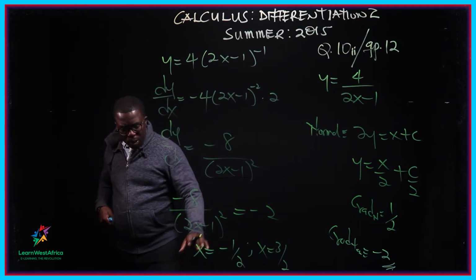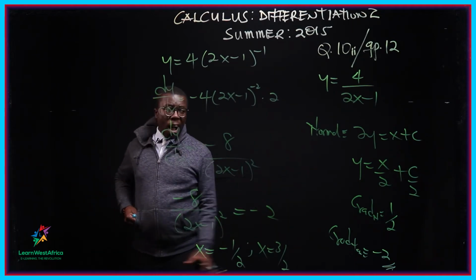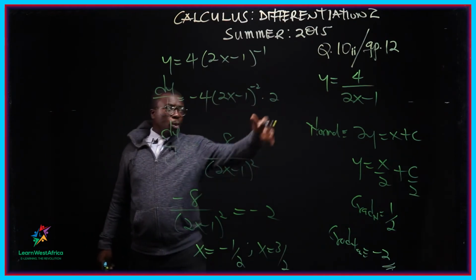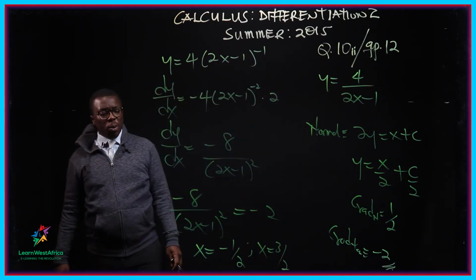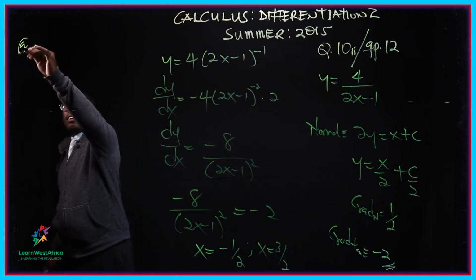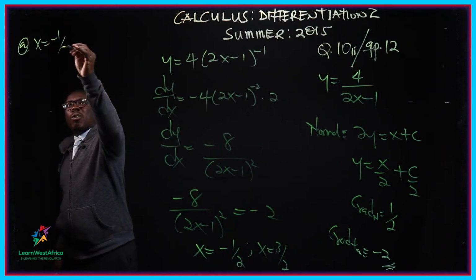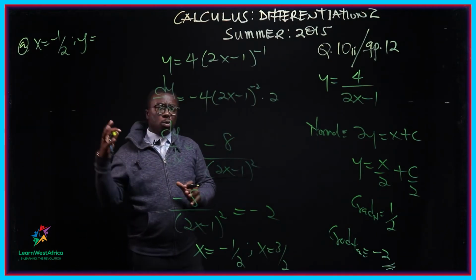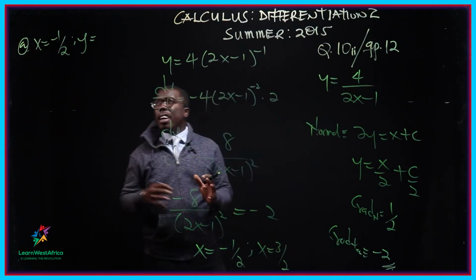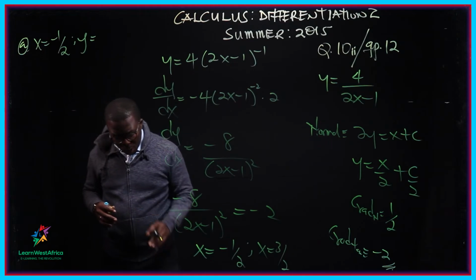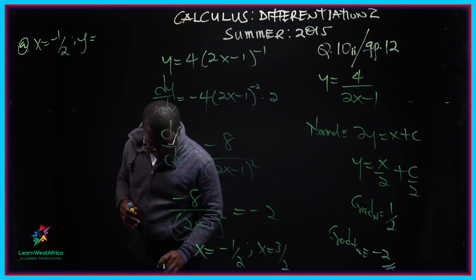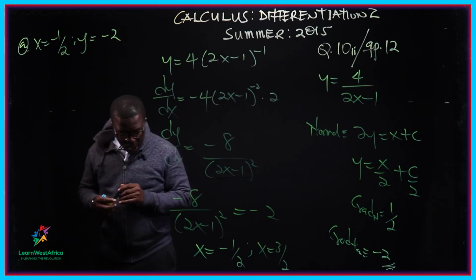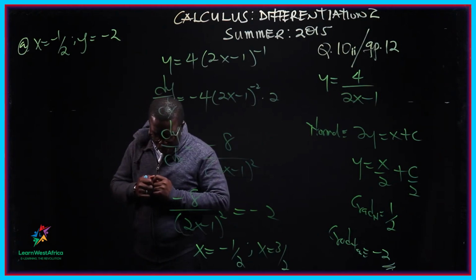So now that we know the values of x, what are going to be the values of y? Because we know that y is equal to 4 over (2x minus 1). So what do we do? All right, at x equal to negative 1 over 2, what is going to be our y? We put x equal to minus 1 over 2 into the expression there, and we find the value of y. Now, when you do that, you are going to get y to be minus 2.